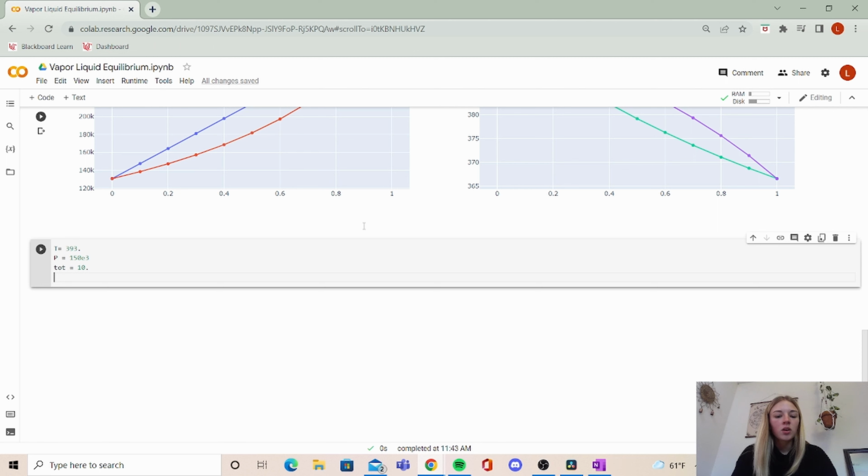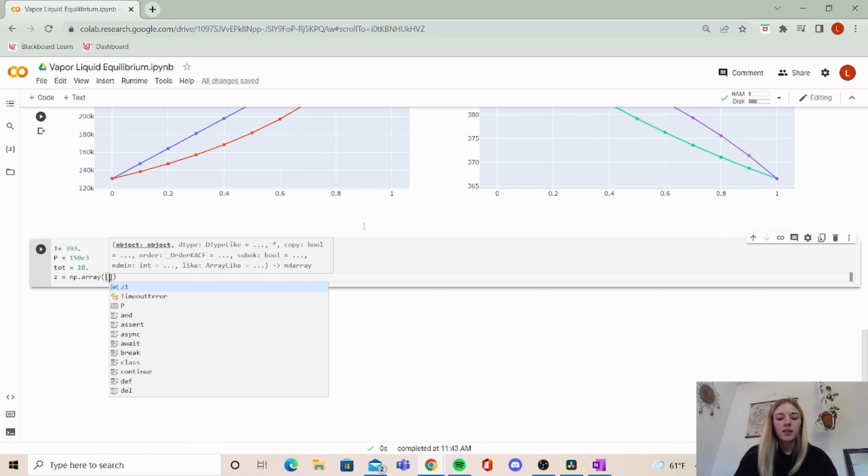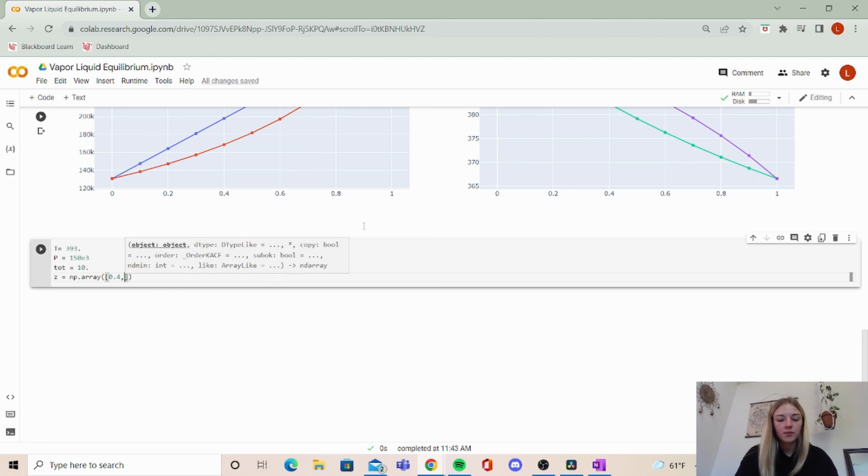Then we can also define the mole fraction of each of our compounds in our feed. So we'll call that Z. And this needs to be an array because we have two components for our composition. We had 4 moles per second of benzene, so we can write that as 0.4, and 6 moles per second of toluene, so we can say 0.6.